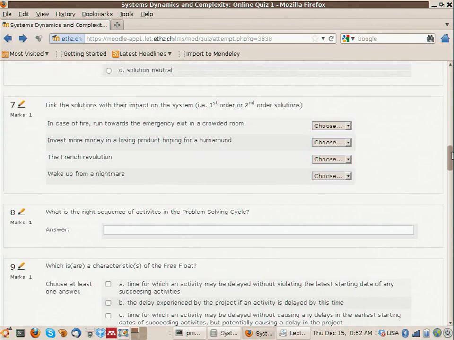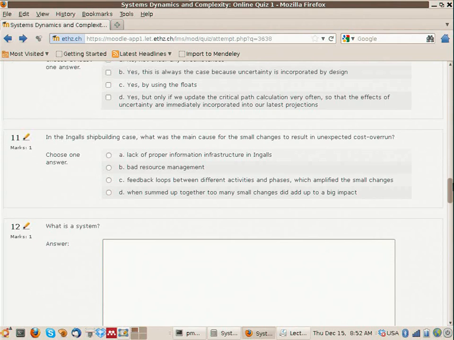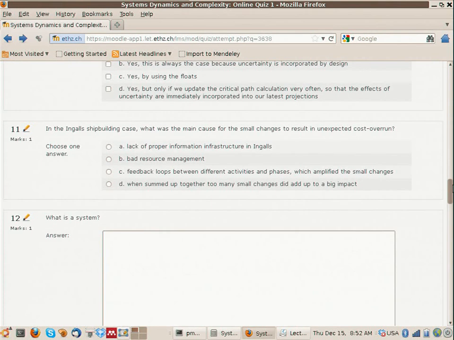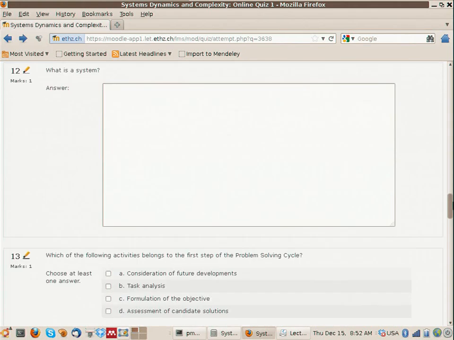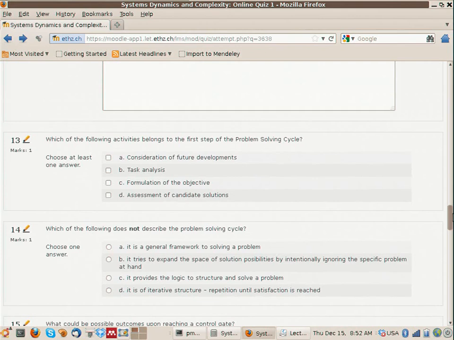Defined objectives, blah, blah, blah. Free float, uncertainty. What was the main cause for small changes? Okay, I think that's also clear. Basically, feedback loops. What is a system? I think all of you know this already.